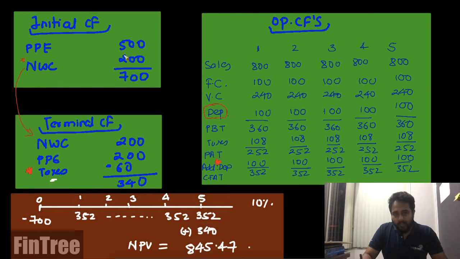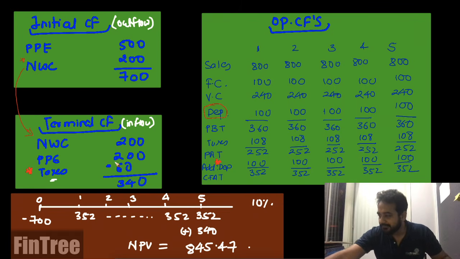I've intentionally avoided using signs here. The initial cash flow was assumed to be an outflow, so when I've written a positive number, it actually meant an outflow. And the terminal cash flow was assumed to be an inflow. Normally a positive number is inflow and a negative number is outflow, but just to keep things easy, I avoided using the signs.